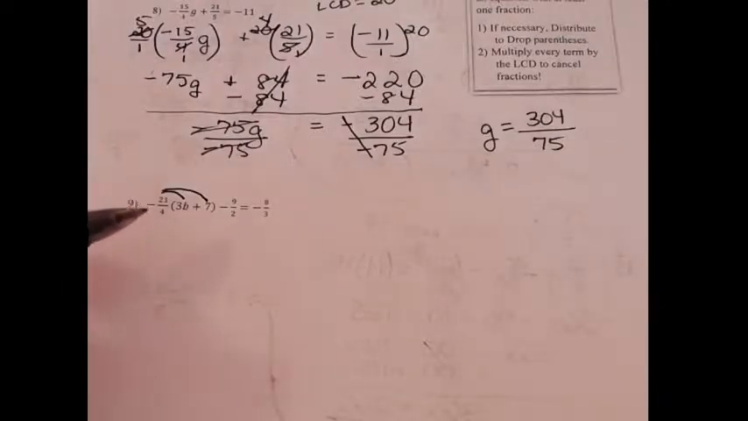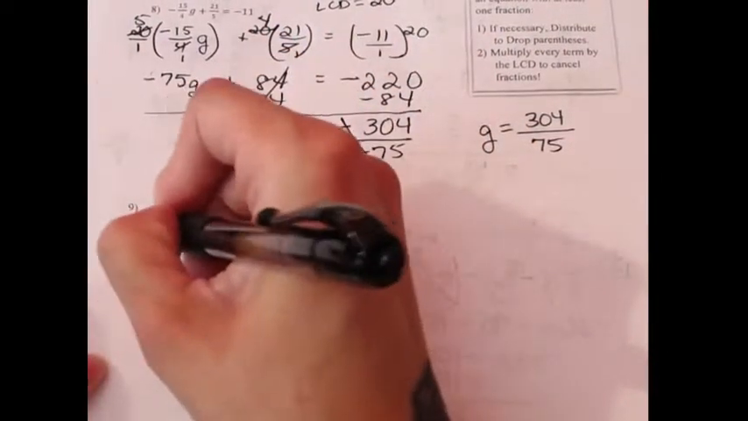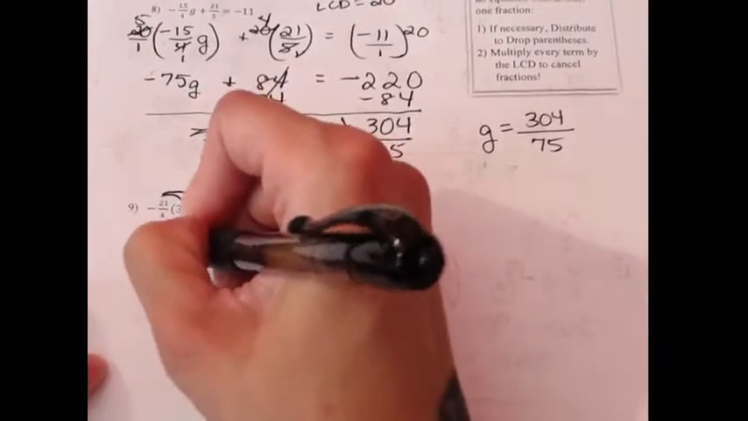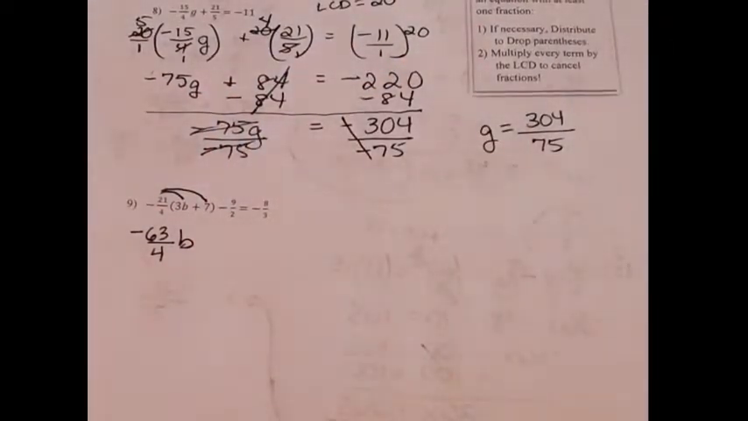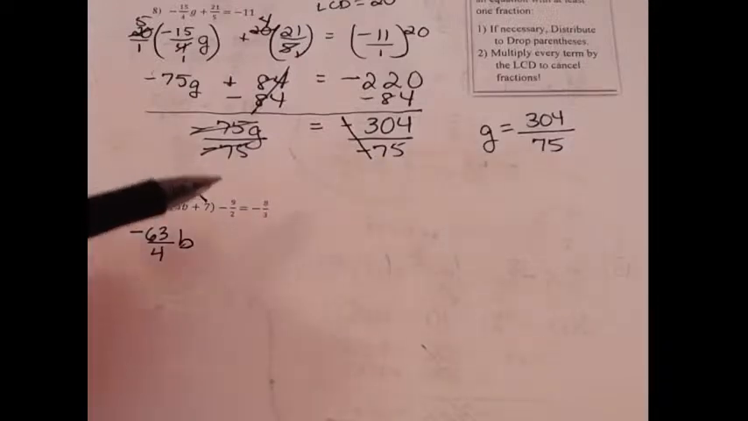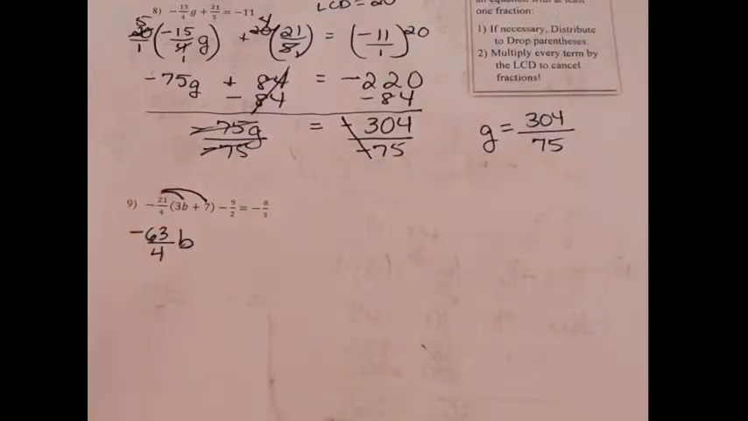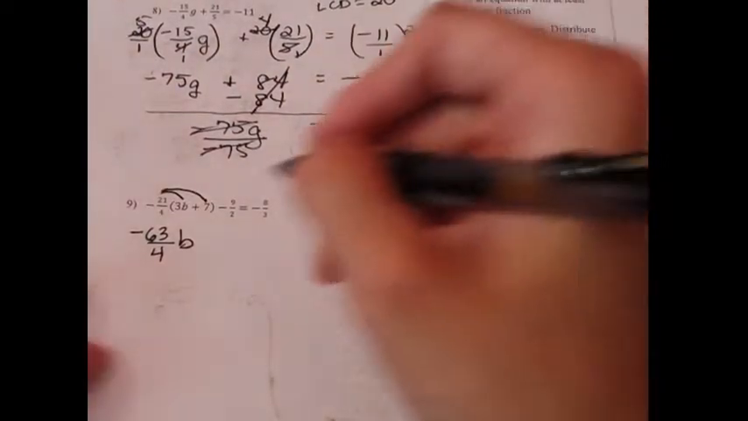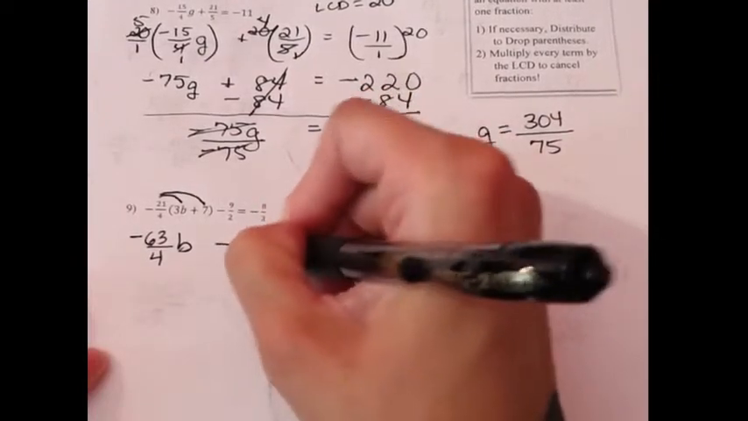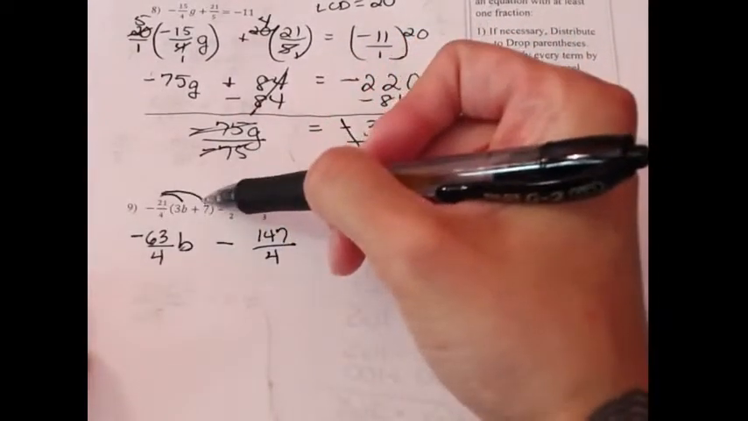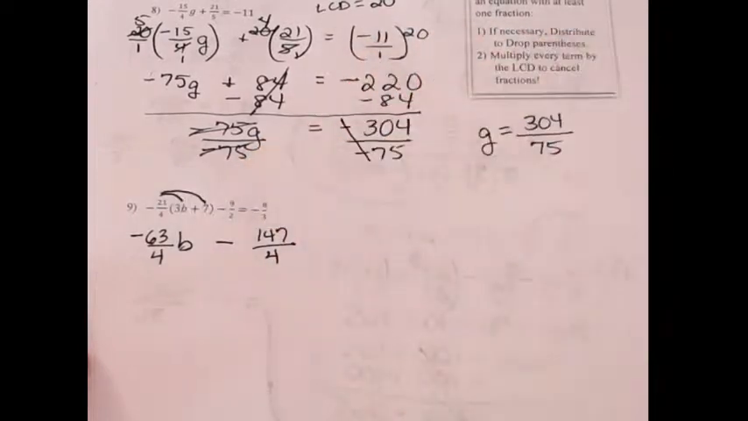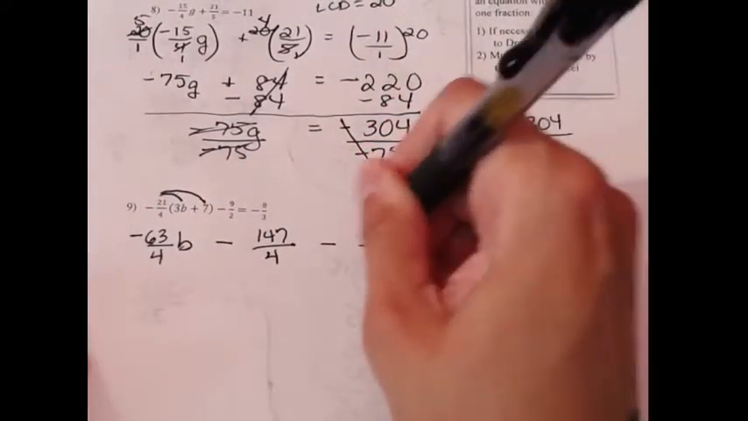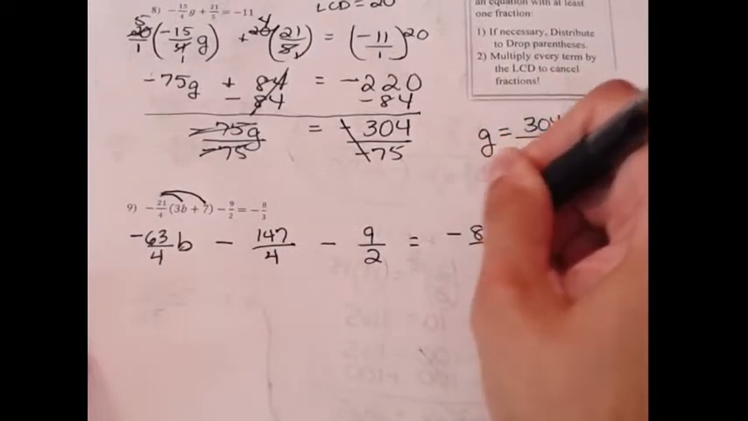So we have negative 21 over 4 times 3b. Well, we know that 21 times 3 is 63, and we know that we can't reduce, so it's going to be negative 63 over 4b. That's our first term. Next, we have negative 21 over 4 times 7. Notice the 4 and the 7, there's nothing that's reducible there. So we have minus, and then 21 times 7 is 147 over 4, right? 21 over 4 times 7 over 1 is 147 over 4. Next, we have minus 9 halves is equal to negative 8 thirds.